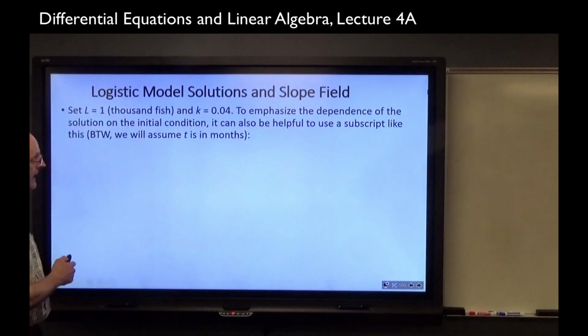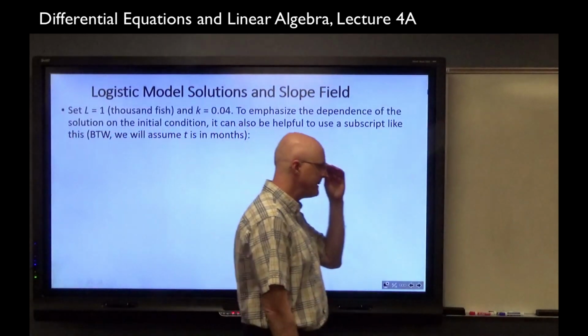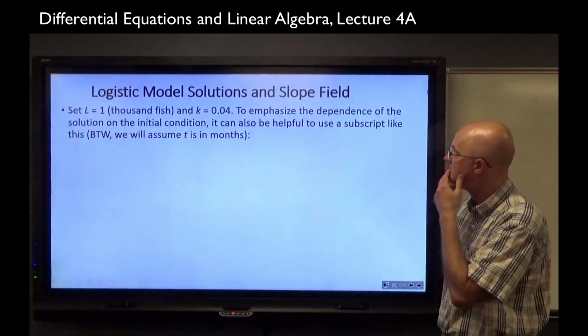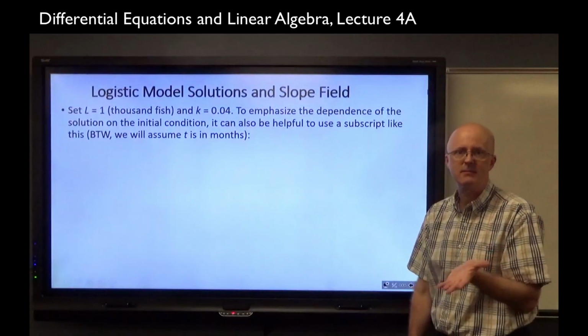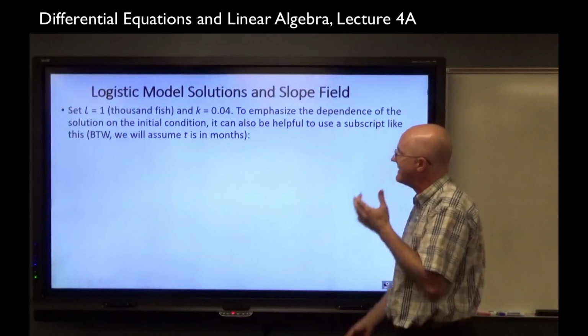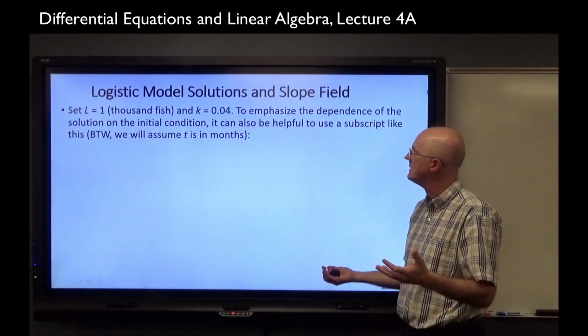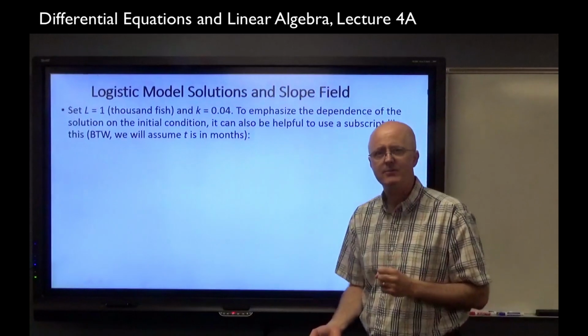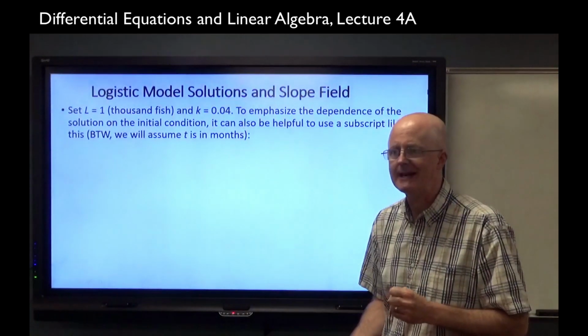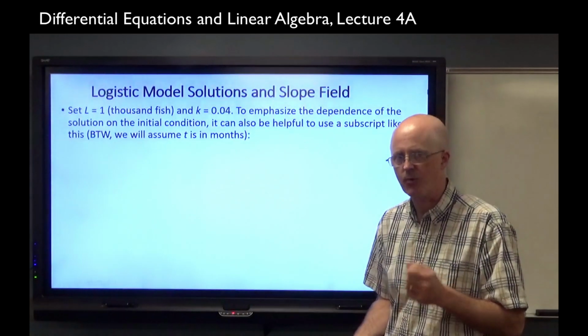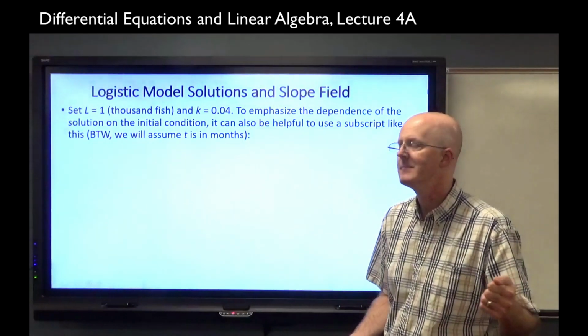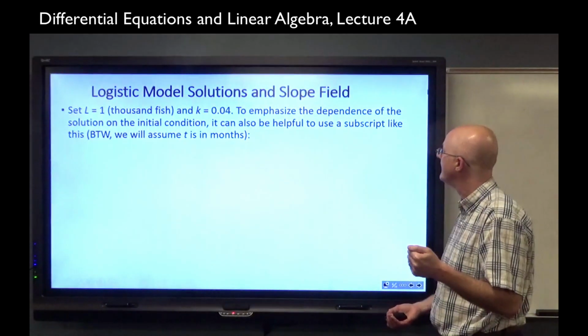Let's look at a logistic model solution. Let's pick L to be 1. I picked thousands of fish. I could have picked millions of fish, depending on the size of the lake. k to be 0.04, which essentially means when the population is small, it's growing at an instantaneous relative rate of change of 4% per unit time. That's essentially what that means.